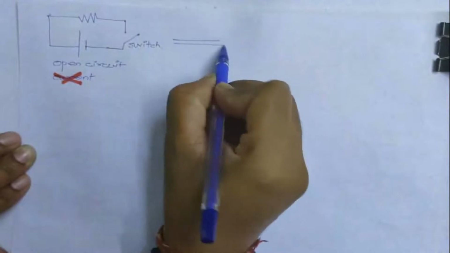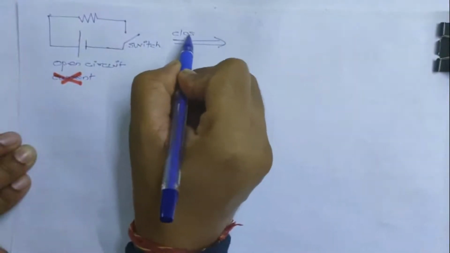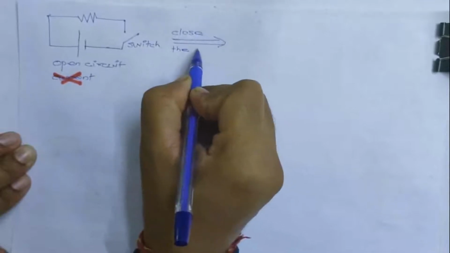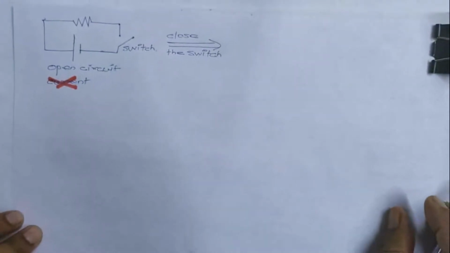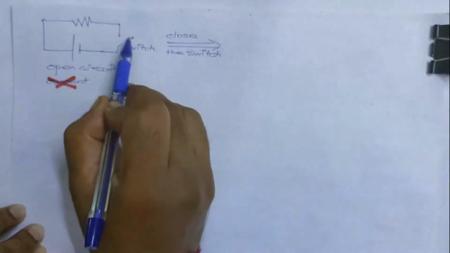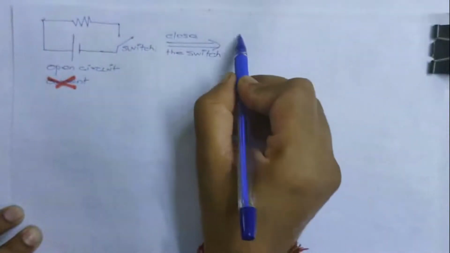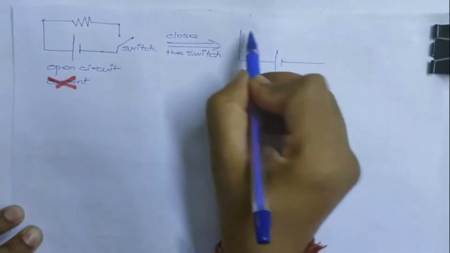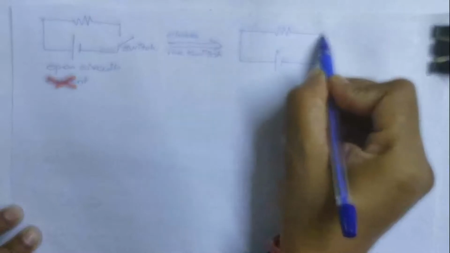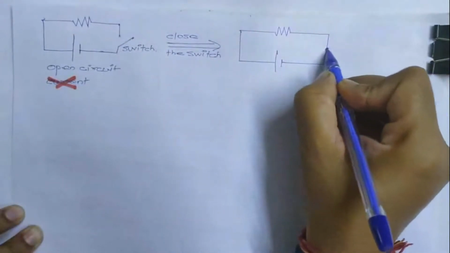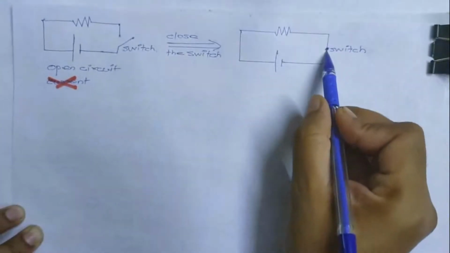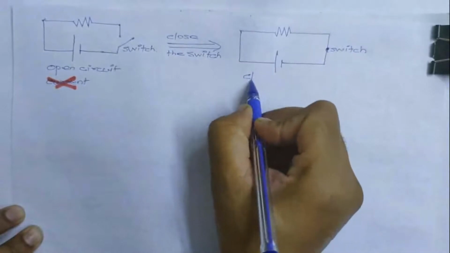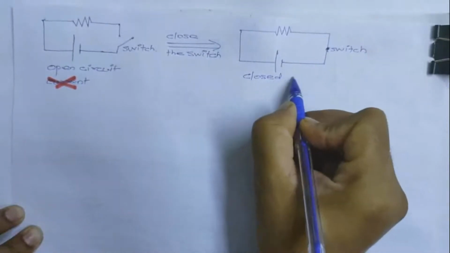Close the circuit. Sorry, close the switch. What do we mean by closing the switch? Closing the switch means connecting both the ends of the switch. These are both the ends of the switch. Now they are well connected. What do we call it? We call it a closed circuit.